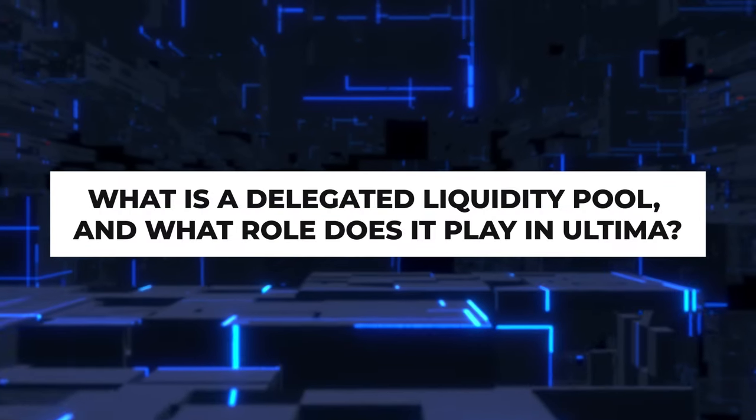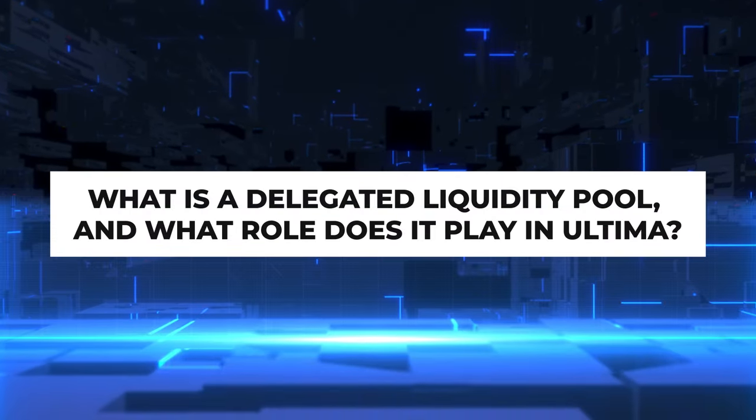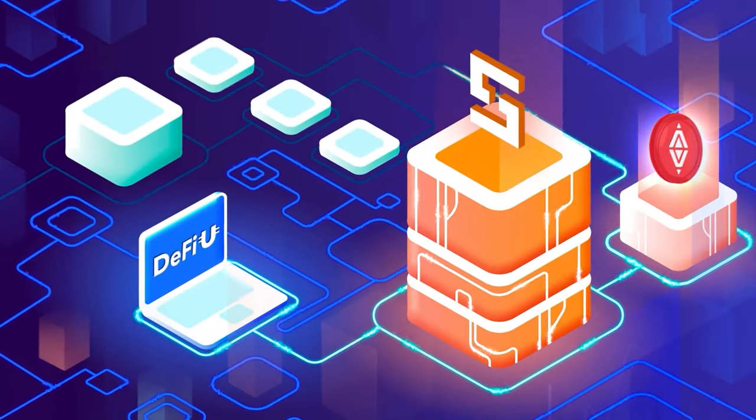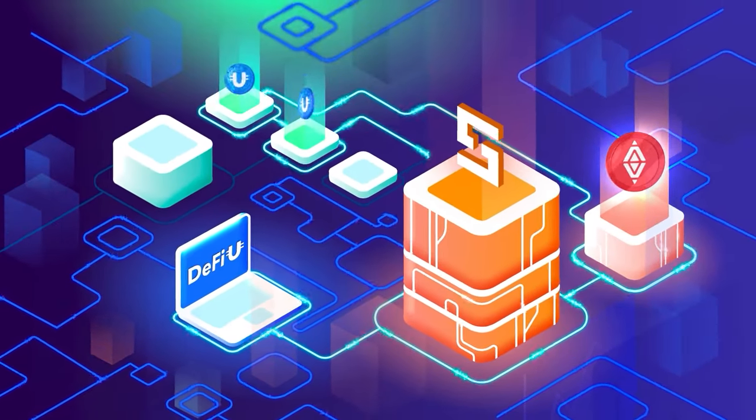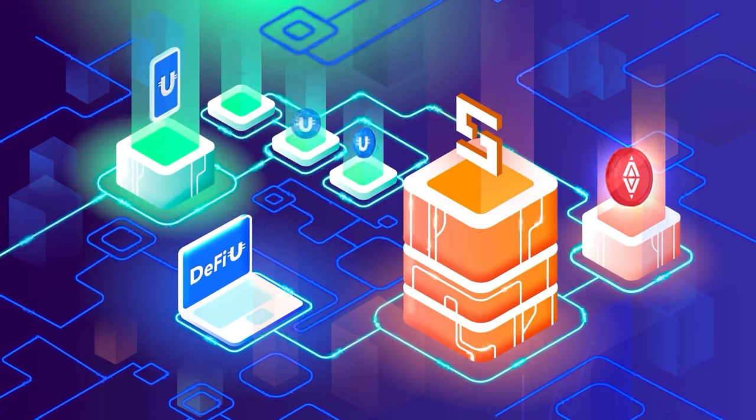What is a delegated liquidity pool and what role does it play in Ultima? A delegated liquidity pool is the centerpiece of a DeFi-U product. Unlike regular pools, our pool is fully decentralized and managed only by the blockchain.